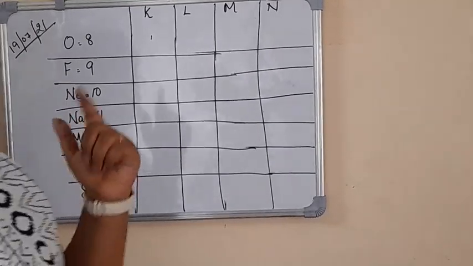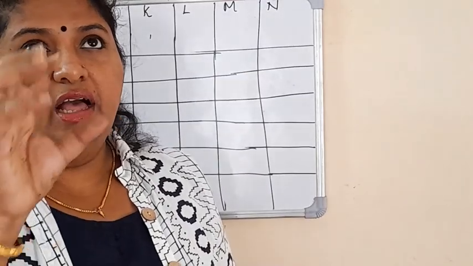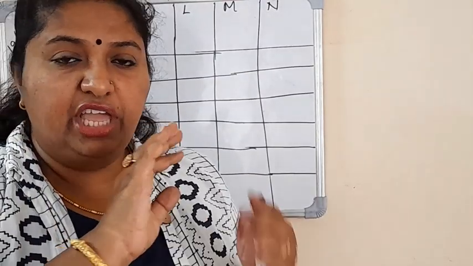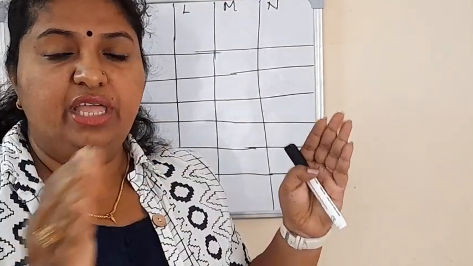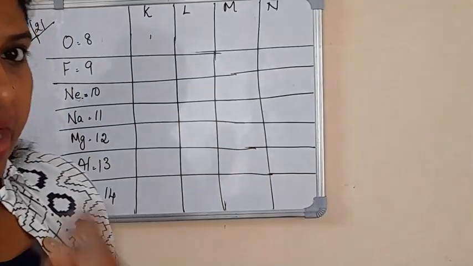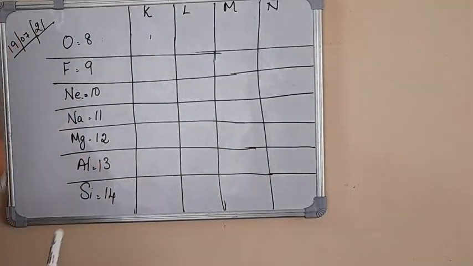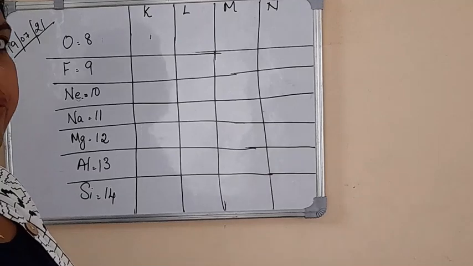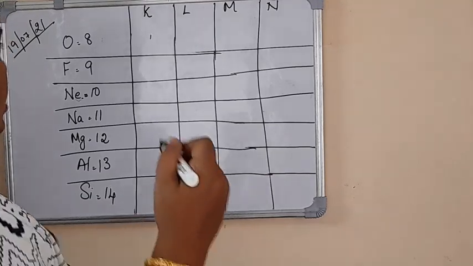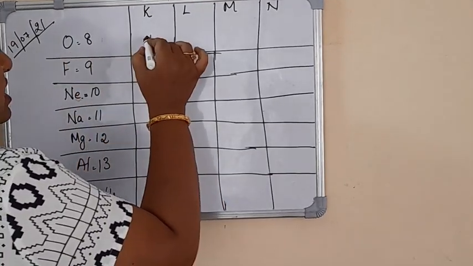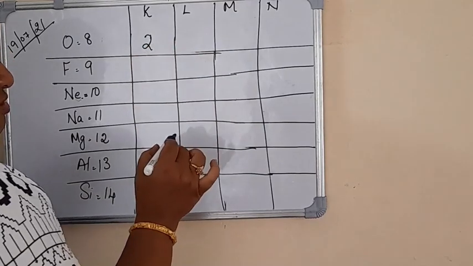So, in the last table, we distributed the electrons to the K and the L shell. Now we are continuing with it. Now here it is oxygen. Now I think it is easy for you to fill, isn't it? For oxygen, atomic number is 8. So we will be giving 2 electrons to the K shell.